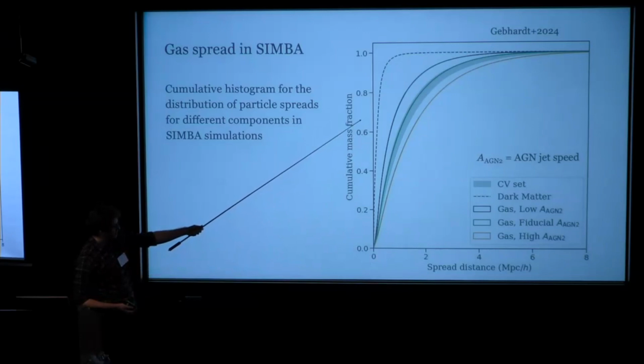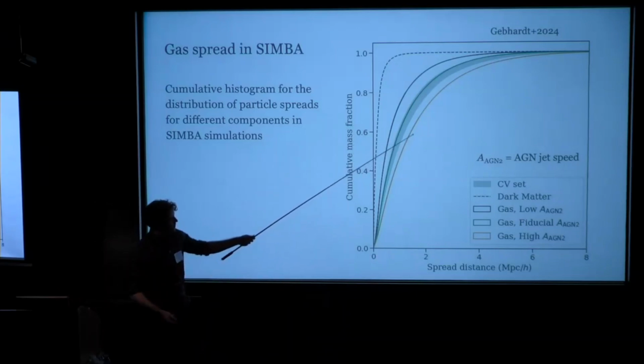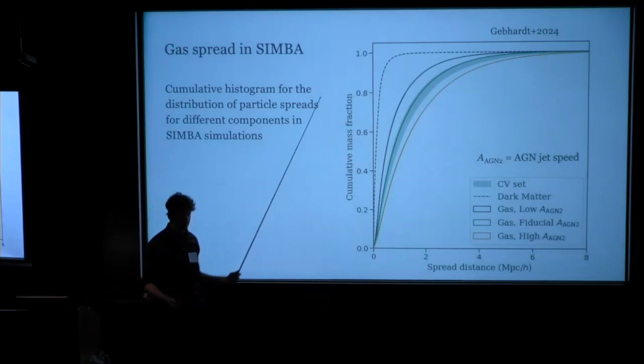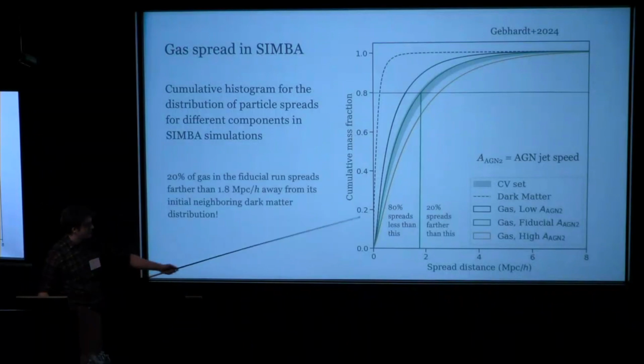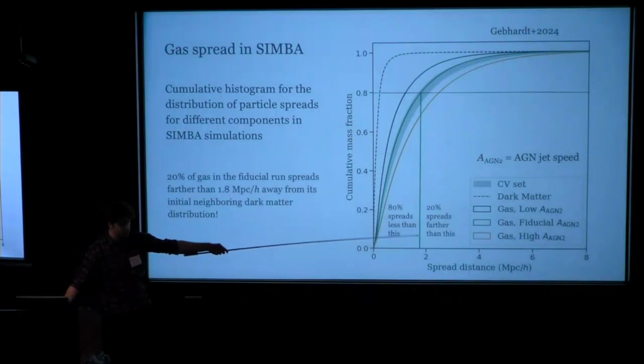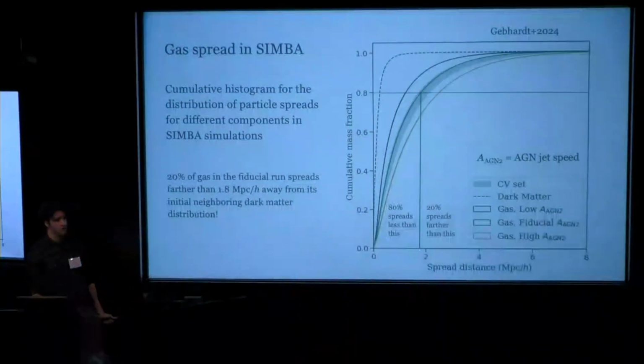Right off the bat, we can see that gas naturally is spreading a lot further than dark matter does. Dark matter can really only spread around gravitationally, whereas the gas feels the feedback. Also, not too surprisingly, if we increase the AGN jet speeds, more gas is spreading further. If we decrease it, it's not spreading as much. We can get some numbers off this plot by seeing where these lines cross different y values. For example, at 80% of the mass in the fiducial run, about 80% of the gas is spreading less than this distance, meaning 20% of the gas mass is spreading farther than 1.8 megaparsecs, which is quite far.